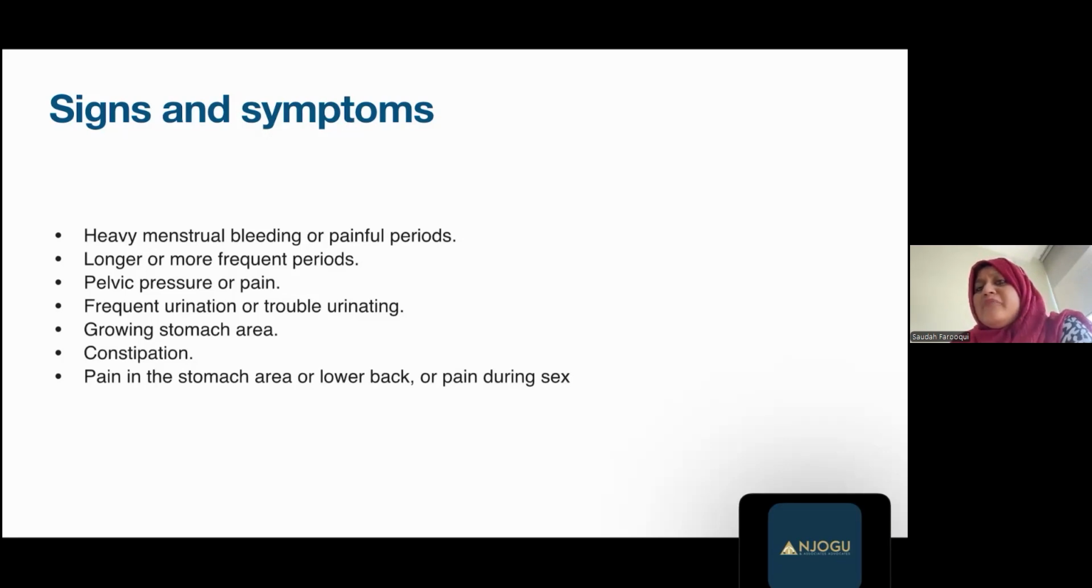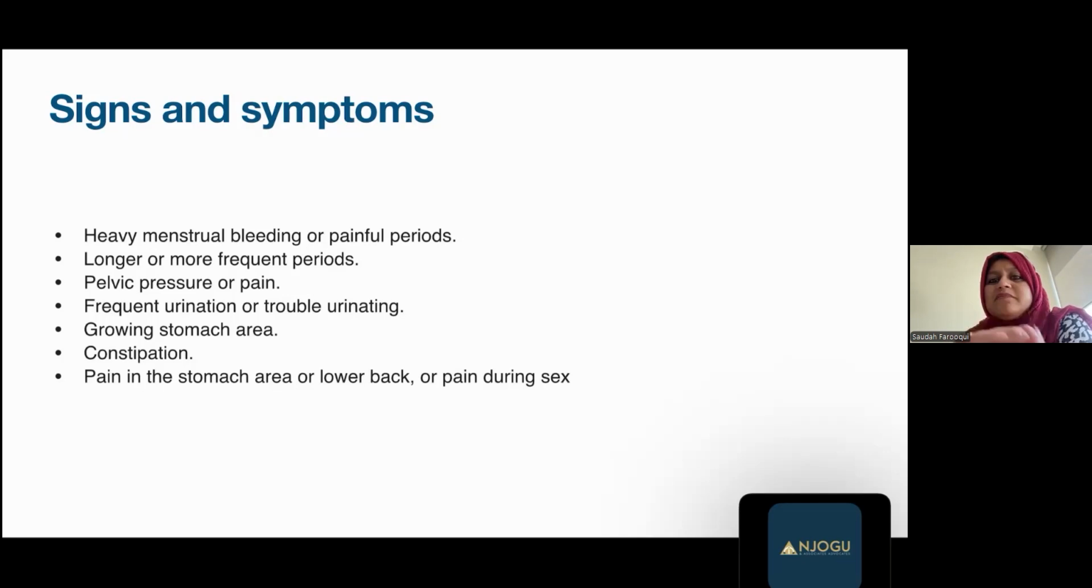You might feel pelvic pressure or pain. What that means is you feel really heavy in your lower abdomen. Some people will describe it as a feeling of carrying stones, and you might feel pain. The pain may be during sex, when walking, when sitting, or just when doing nothing. So any pain that you feel that is persistent is abnormal. You need to come in and get it checked.